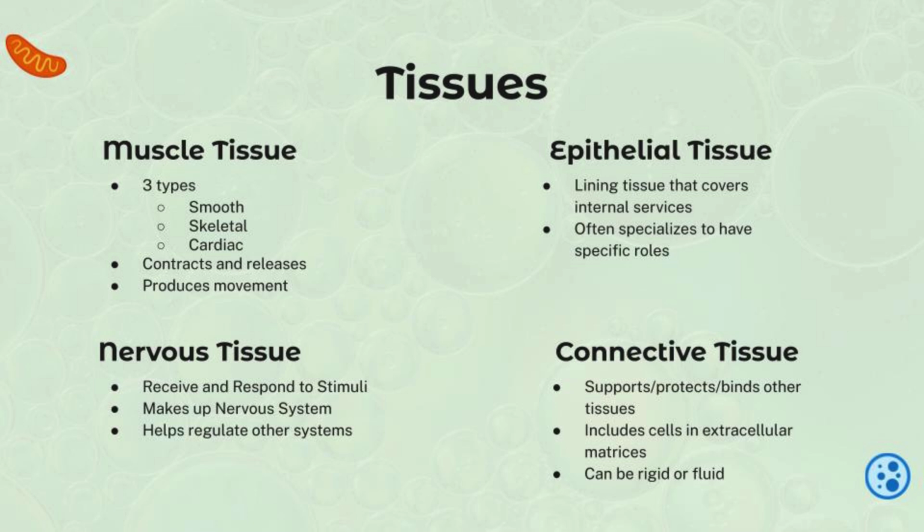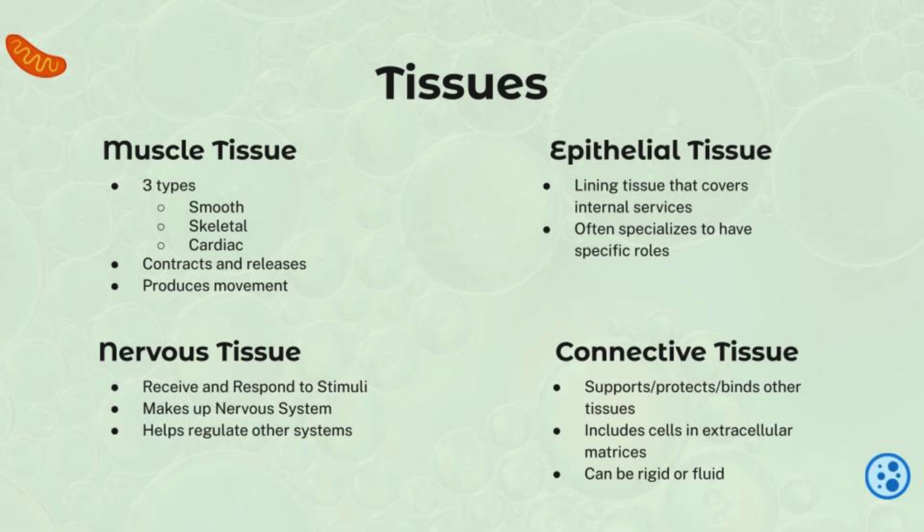All right, so there are four main types of tissue that we're going to be talking about. There's muscle tissue, which has three subtypes of smooth, skeletal, and cardiac. Smooth is tissue that is in your organs. So think like your intestines, how they have to squeeze and move to get food out. Skeletal are muscles that deal with movement. And then cardiac is your heart exclusively. They contract and release in order to produce movement.